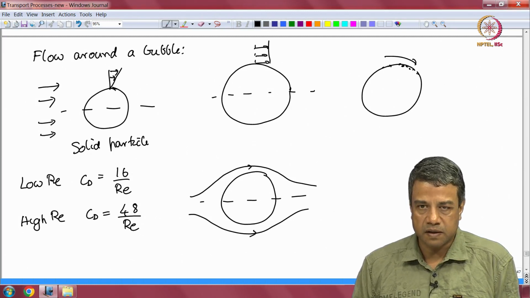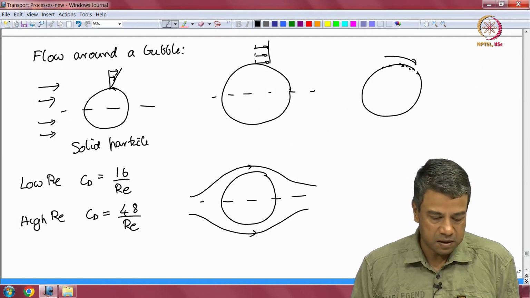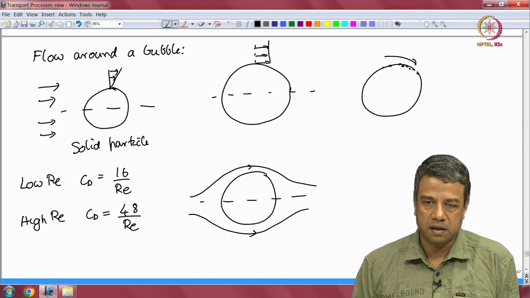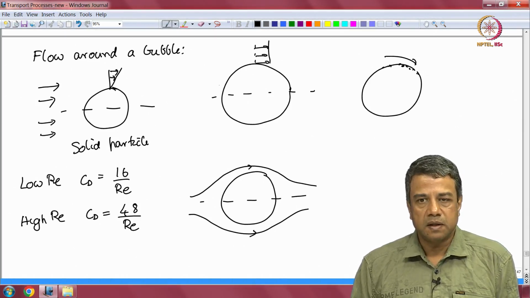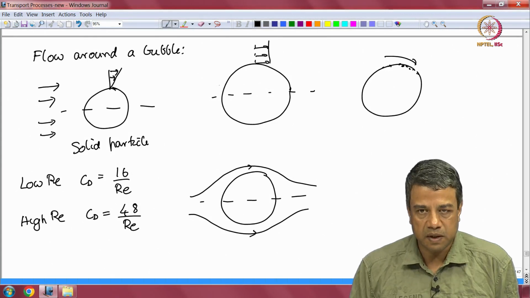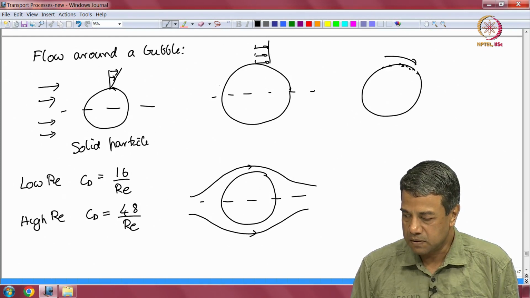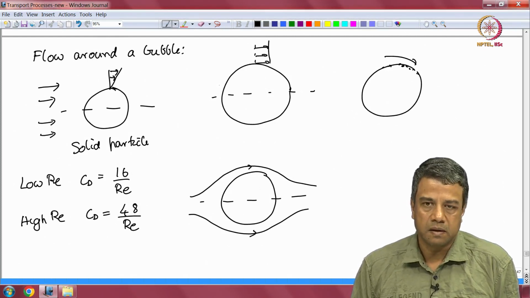In the case of a clean interface, where a zero shear stress condition applies, the drag coefficient is 16 by Re for the flow around a bubble at low Reynolds number and 3 times that at high Reynolds number. So, I have completed the discussion of flow around a particle, flow around a bubble. Next class, I will start looking at flow through a packed column, through the interstitial spaces. I will continue that in the next lecture. I will see you then.